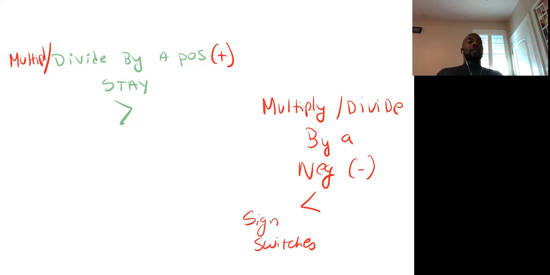All right? You multiply or divide by a positive, the sign stays. If you multiply or divide by a negative, the sign switches. Let's do a couple more just to practice. All right, here's how your book will do a division problem.